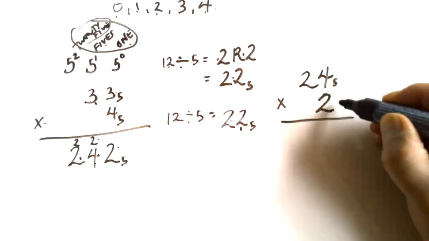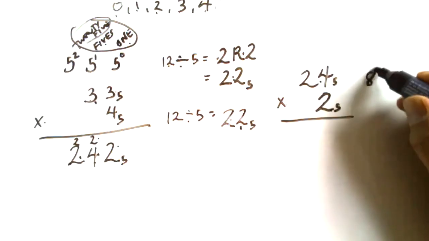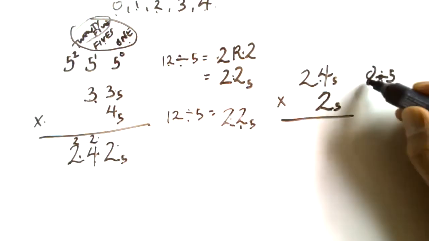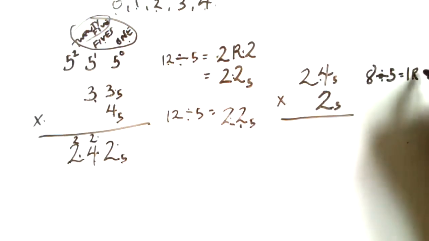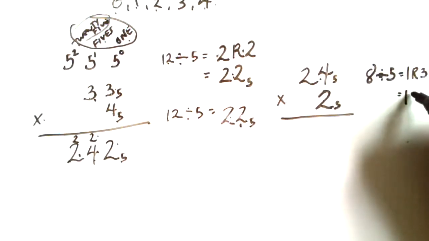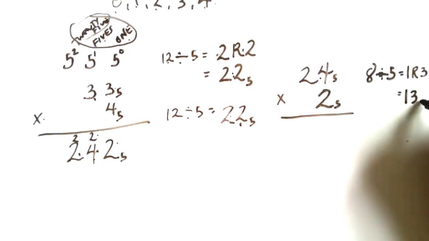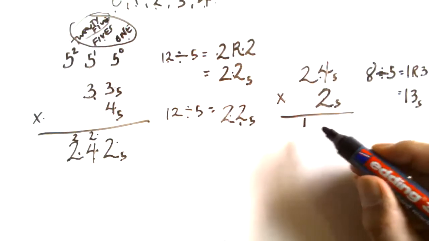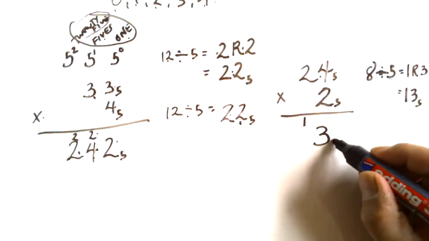All in base 5. So 2 times 4 is 8. How do you write 8 in base 5? Well, you ask how many 5s go into 8? It'll be 1 remainder 3. In other words, you could write this as 1 group of 5 and 3 remainder in base 5. So your answer here is 1 group of 5 and 3 outside, 3 remainders. This is in base 5.